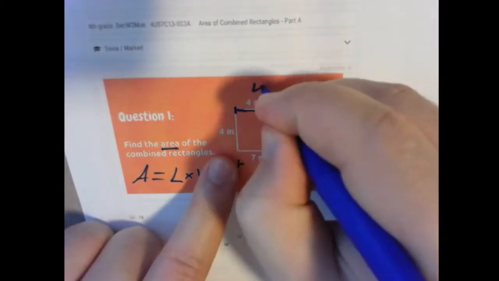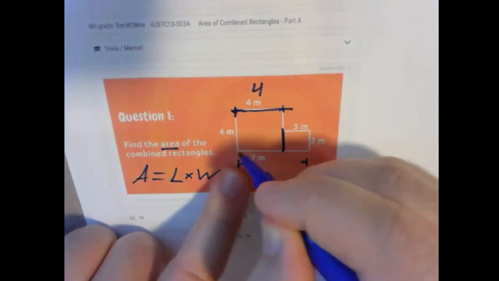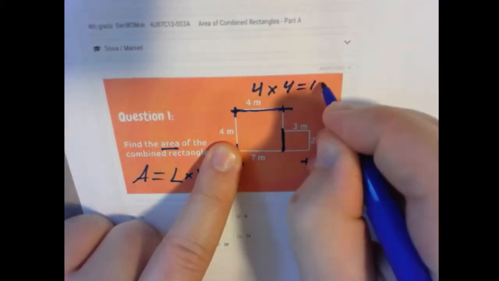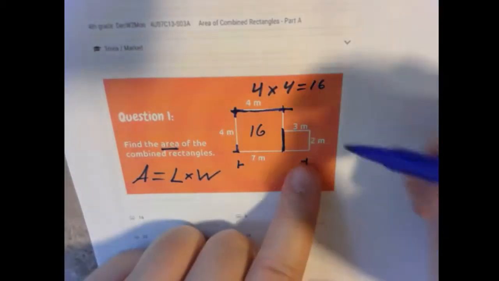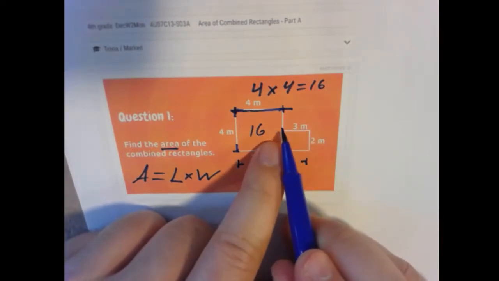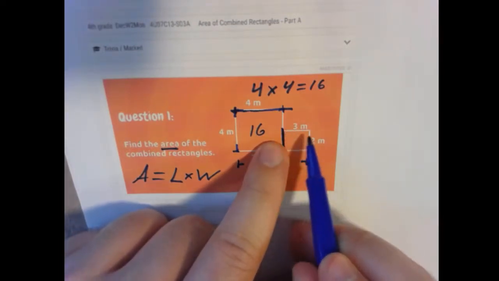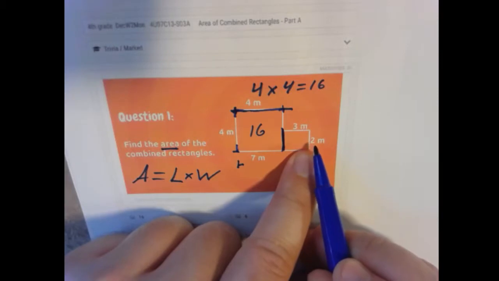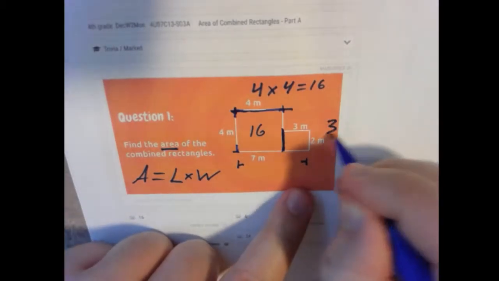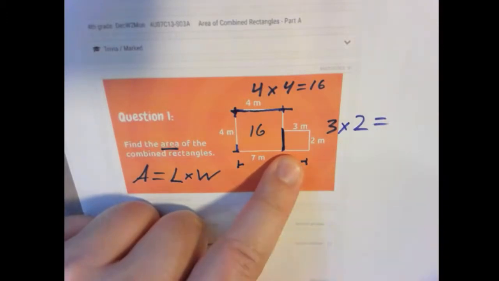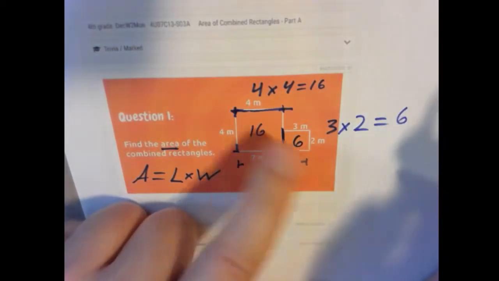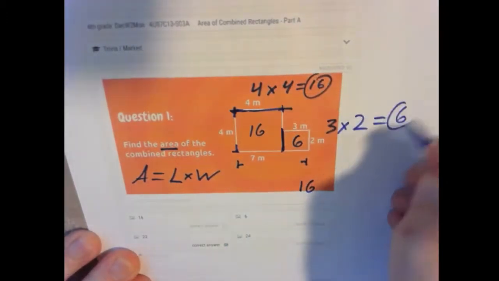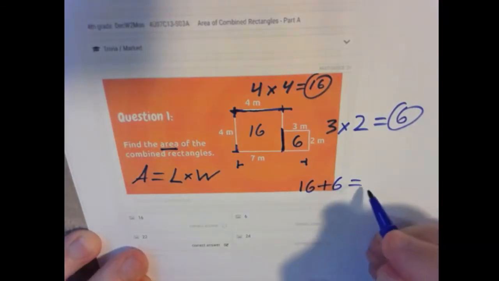So if we do 4 times this height dimension here, 4 times 4 equals 16. So this is 16. Now over here, this 3 is telling us that the distance from this corner to this corner is 3, and the height, the length here, would be 2. So that part would be 3 times 2, or 6. So if that's 16 and that's 6, add those together, and that would give us 22.